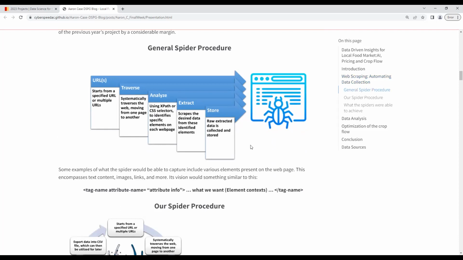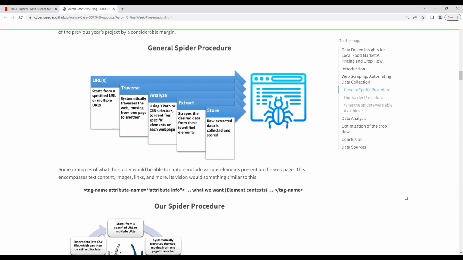This is the general procedure of spiders. We have a URL, and from that URL, we go into the page and systematically traverse it, moving across the websites and gathering data from each. We analyze what we want using XPaths and CSS selectors. You don't really have to know this stuff. It's basically how the spider looks at the page. This right here is an example of how it would see the web page. It's very different from how you and I would perceive it.